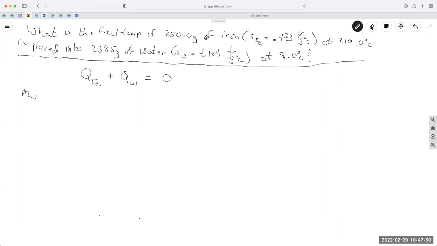I'm sorry, let's do this with the iron first. Okay, mass of the iron. I know this is going to look really messy. Specific heat of the iron, TF of the iron minus TI of the iron, plus the mass of the water times specific heat of the water, TF of the water minus TI of the water equals zero. So all I did, Q is MS delta T.